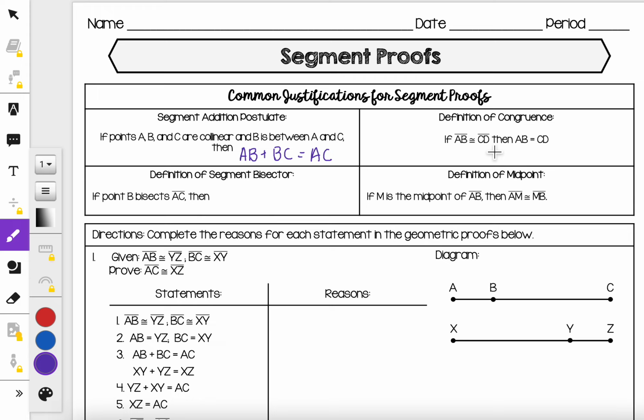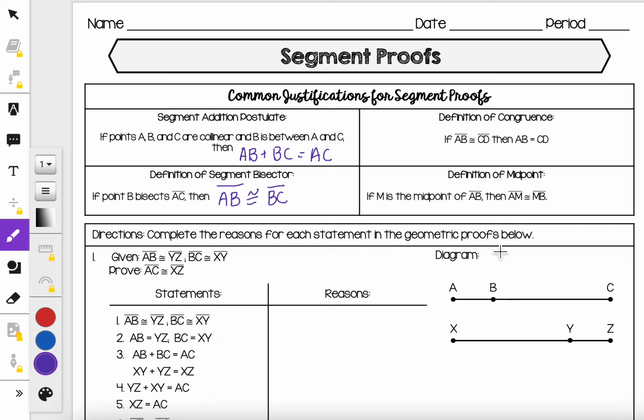We are going to use the definition of a segment bisector. So if you have a line, a ray, a segment, or a point that bisects a line segment AC, if point B is where that segment is being bisected, then segment AB is going to be congruent to segment BC. Okay, and we saw the definition of midpoint before. If M is the midpoint of segment AB, then segment AM is congruent to segment MB.